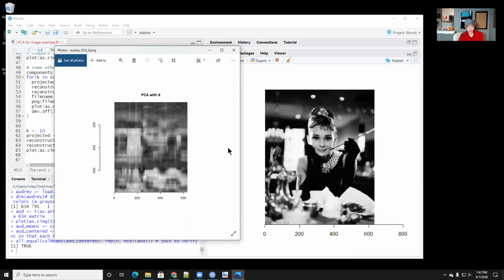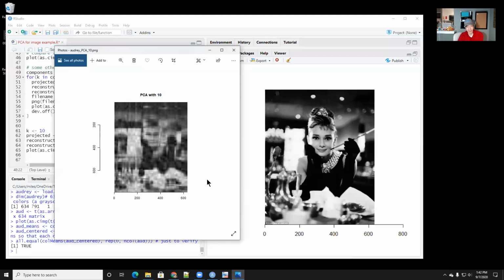Audrey Hepburn's eyes start to emerge here, because her eyes, makeup and eyebrows are dark compared to the rest of her face. And so that contrast, that variation in brightness and darkness, begins to show up in the image. As I increase the number of principal components, by the time we're at 10, we might recognize that there is a person's face somewhere in here, and there is some structure here.